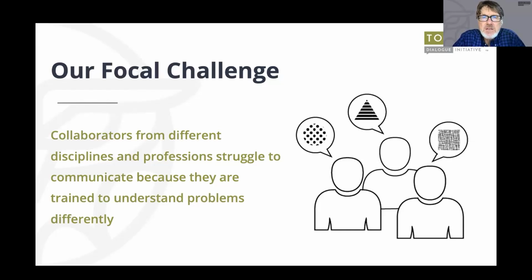Now, the focus of our efforts, again, is cross-disciplinary broadly. We do a lot of work with interdisciplinary partners. We also do a lot of work with transdisciplinary partners that include members from sectors outside of the academy. In these types of groups, as I suspect perhaps all of you know, collaborators come from different locations. If they're in an interdisciplinary group, they may come from a variety of different disciplines. If they're a transdisciplinary group, there might be disciplinary heterogeneity alongside partners from sectors outside of the academy. Collaborators in heterogeneous groups like these can struggle to communicate because they're trained to understand the problems they're engaging with differently.